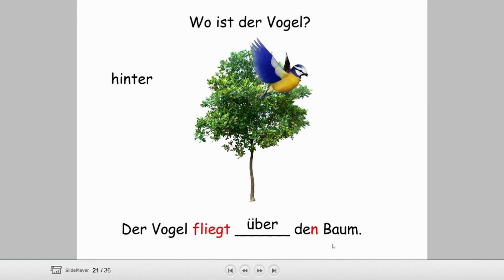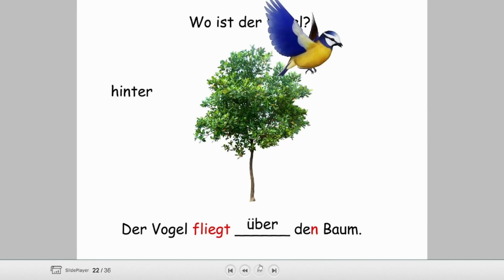The Vogel fliegt über den Baum. The bird is flying on top of the tree. So flying is movement, so you have to use accusative. The Baum will become den Baum.